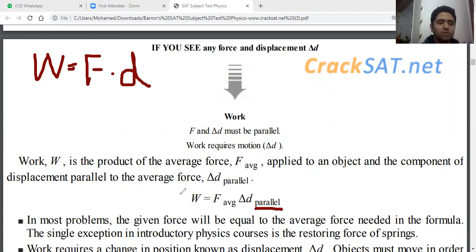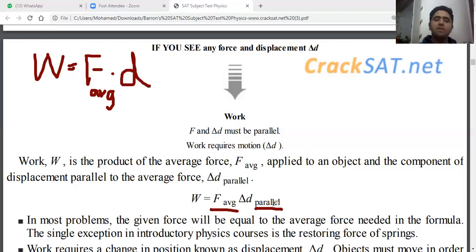First, what is being assumed in this case is that the force is not constant. When we were working with work in previous problems, we were assuming that the force was constant, like a force of 20 newtons. But in this example the force is increasing. So what do I do if I have a force that is increasing or decreasing? I'm going to take the average of that force. So we have F average multiplied by the displacement parallel.